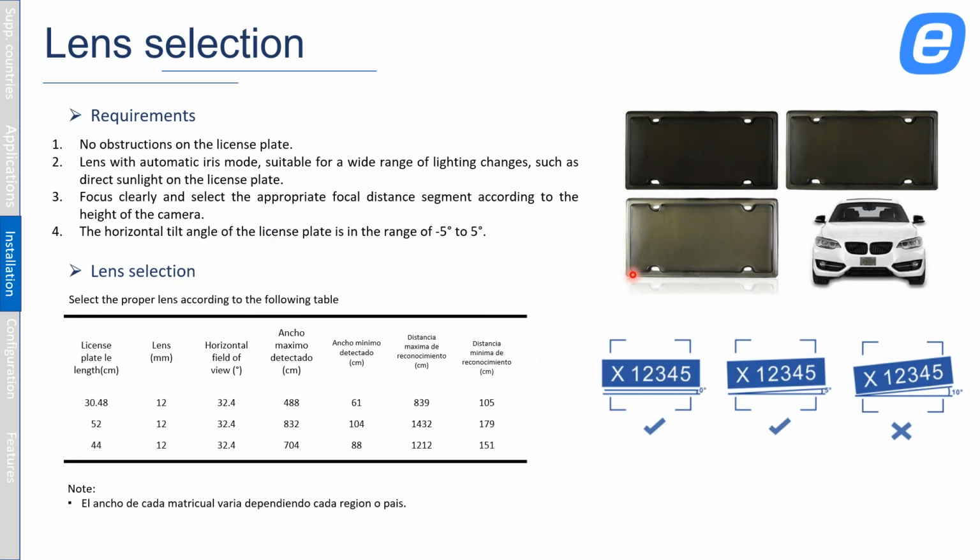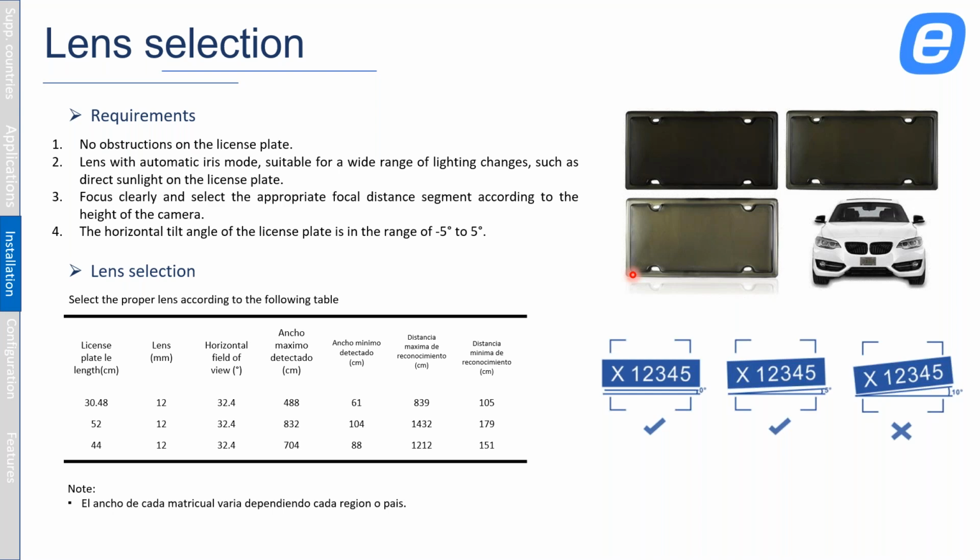So lens selection. The requirements is no obstructions on the license plate, lens with automatic iris mode suitable for a wide range of lighting changes, such as direct sunlight on the license plate, focus clearly and select the appropriate focal distance segment according to the height of the camera, and last but not least, the horizontal tilt angle of the license plate is in the range of -5 to 5 degrees.